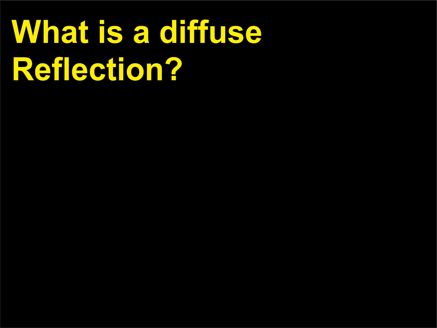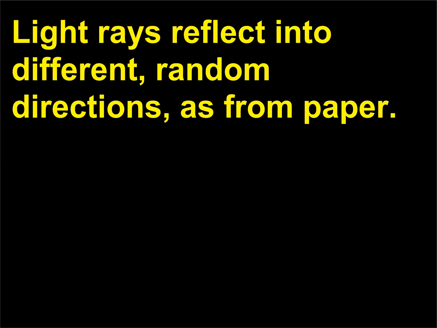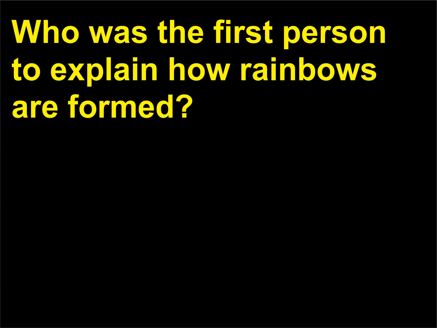What is a diffuse reflection? Light rays reflect into different, random directions, as from paper. Who was the first person to explain how rainbows are formed?